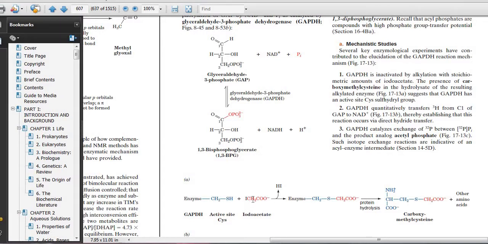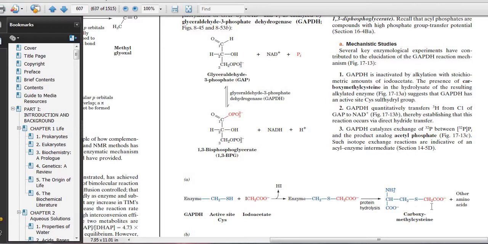So if we add iodoacetate, what will happen? This iodine and this hydrogen will be eliminated in the form of HI, and as a result a complex is formed. If you digest the complex by adding some agent, what will happen? The entire enzyme, which consists of many different amino acids, will be broken down into other amino acids, and only the cysteine will remain in the form of carboxymethyl cysteine.